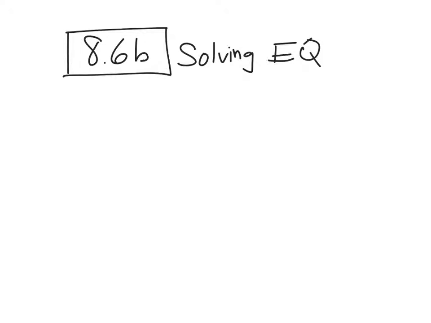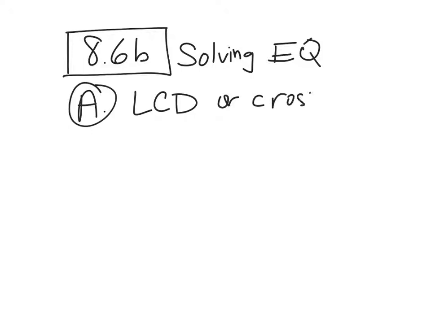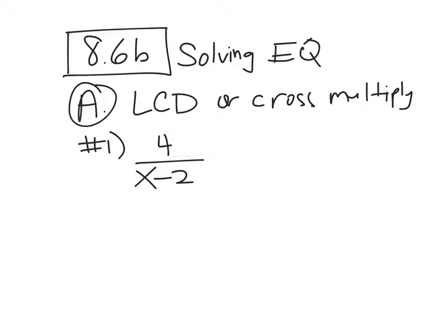All right, so 2 parts. Part A. Here we go. We're still going to either multiply by the LCD or cross multiply, depending on the problem, okay? So it's the same thing that we did yesterday. It's just our problems are going to be a little harder now, all right? So here we go. Number 1. Suppose that we have 4 over x minus 2 equals x minus 1 over x minus 2.